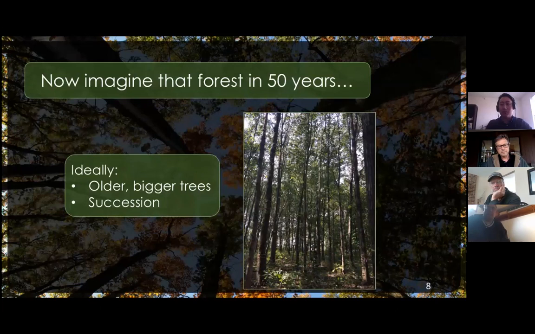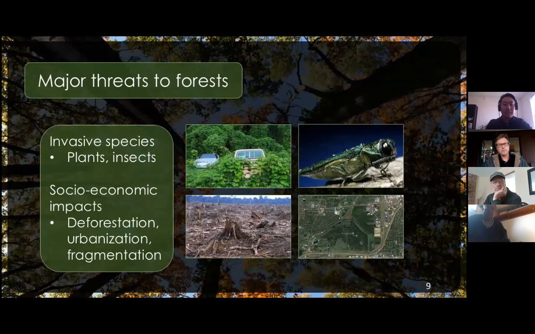But of course, there are a lot of major threats to our forests. We're seeing things like invasive species taking over, different plants and insects that have invaded our forests and are causing tons of damage. We're also seeing lots of socioeconomic impacts, human-mediated impacts on forests like deforestation, urbanization, fragmentation, and so on, that are really altering the landscape of our forest ecosystems.